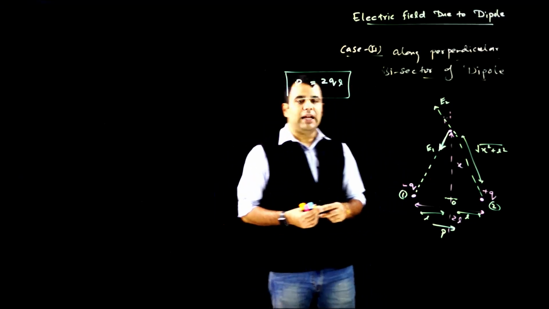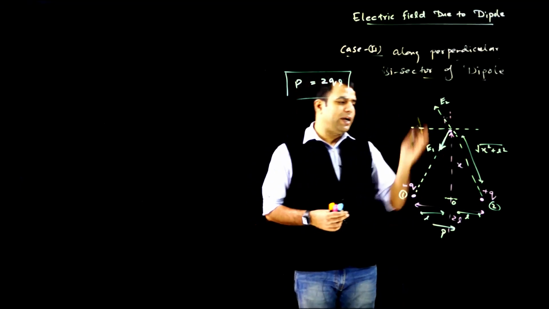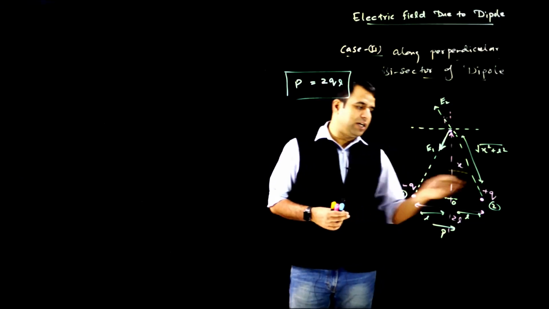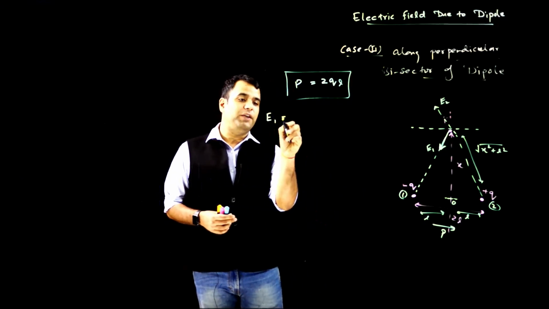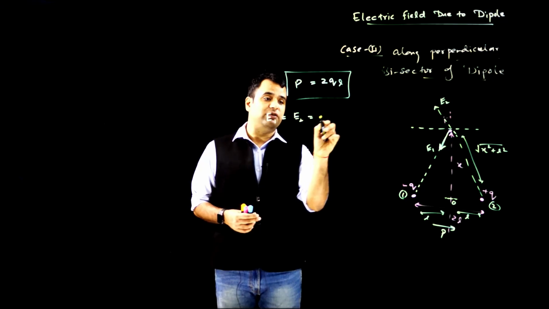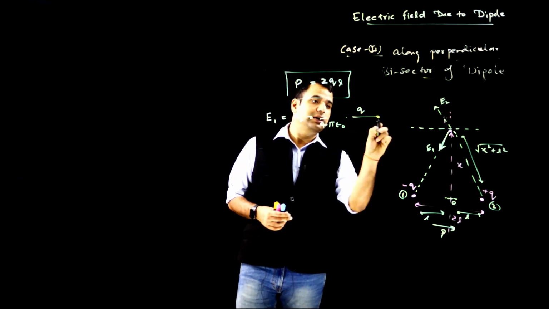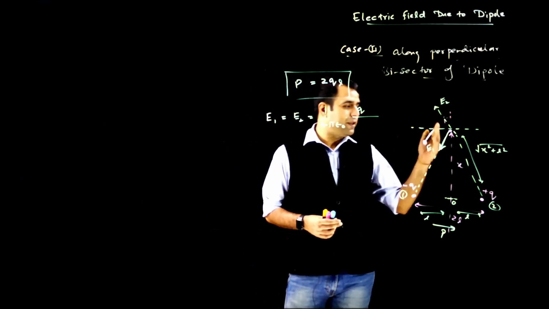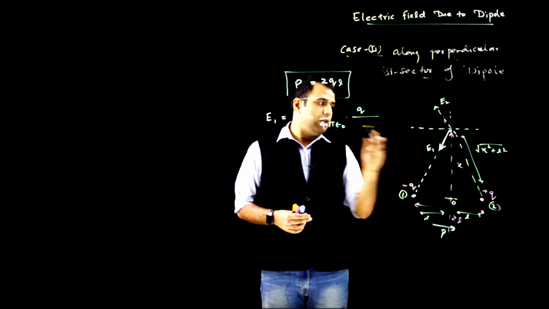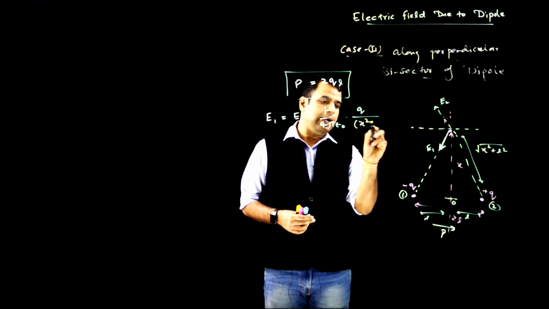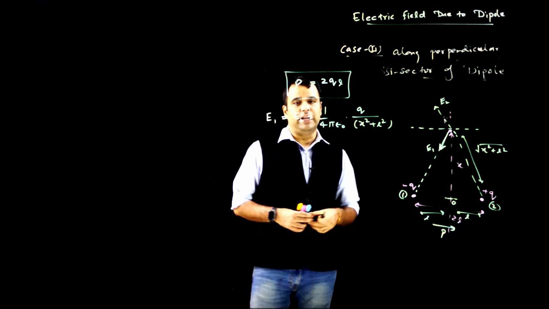Now we'll be calculating E1 and E2 separately, and we'll be taking the resultant of those two. Magnitude wise E1 and E2 will be the same because the magnitude of the charges are the same and their distance from point P is also the same. So let's write the value of E1, which is the same for E2 as well. So 1 upon 4 pi epsilon naught, and the magnitude of charge is Q divided by the square of the distance. The square of the distance is x square plus L square, so it will be x square plus L square. So this is the magnitude of the electric field.